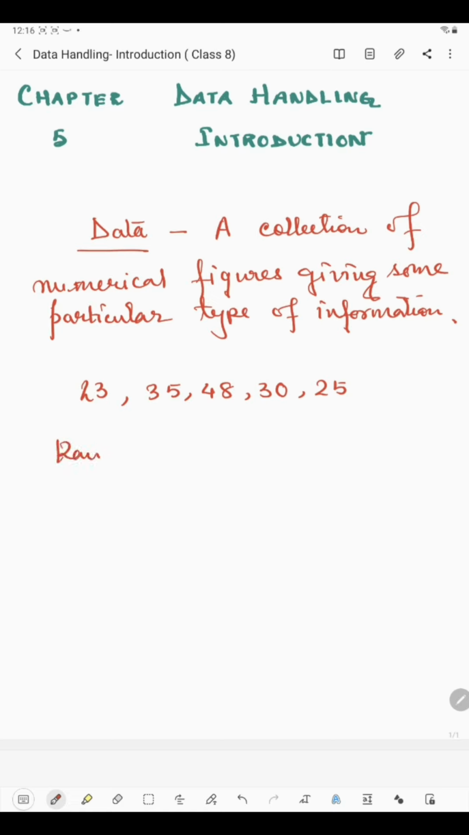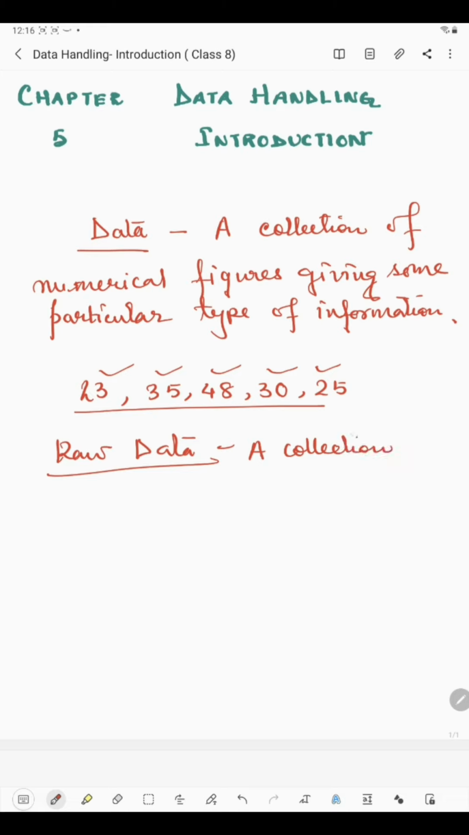Now, what do you mean by raw data? These are called observations, okay? When the collection of observations is gathered initially, it's called raw data. So when we collect this information at first, it is known as raw data.